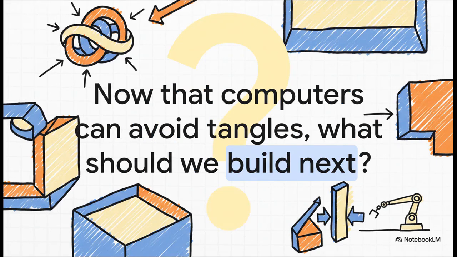So the key takeaway here is pretty amazing. We've gone from a simple, everyday frustration with headphones to a powerful new tool for shaping our digital and even our physical world, which really leaves us with a fascinating final question. Now that we finally have a way to teach computers to intuitively avoid tangles, what in the world should we build next?